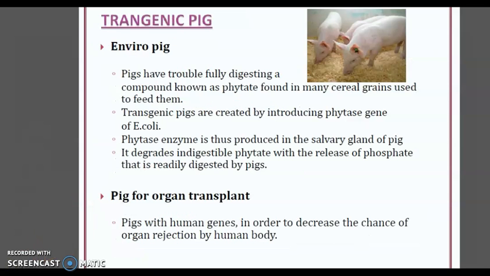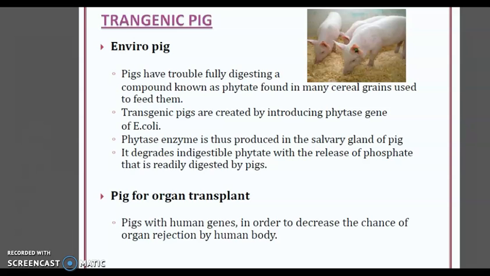The next one is a transgenic pig. In that, the enviro pig, because these pigs have trouble fully digesting a compound known as phytate found in many cereal grains used to feed them. The transgenic pigs are created by introducing the phytase gene, which is taken from the bacteria E. coli. Phytase enzyme is produced in the salivary gland of the pig, and it degrades indigestible phytate with the release of phosphate that is readily digested by the pigs.